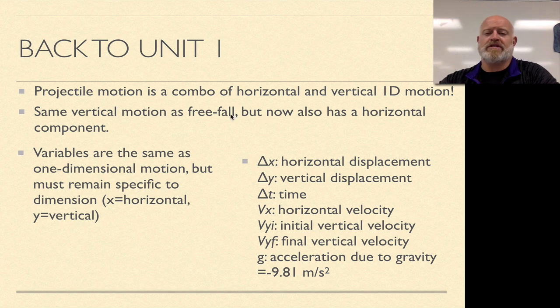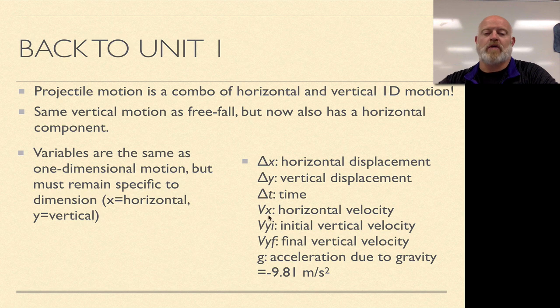So again, our free fall is the same. The nice thing in this unit is that the variables are identical. We have no new variables that come from one-dimensional motion. However, we do want to be very specific about what's considered the horizontal, which we're going to call X, and the vertical, which we're going to call Y. So in terms of our variables, we're going to have a change in X, or horizontal displacement, and a change in Y, which is our vertical. Time is independent of X or Y. Notice how there's no Y or X on time, because time doesn't matter if you're moving in the X direction or the Y direction.